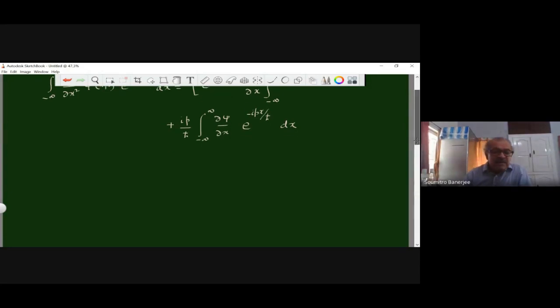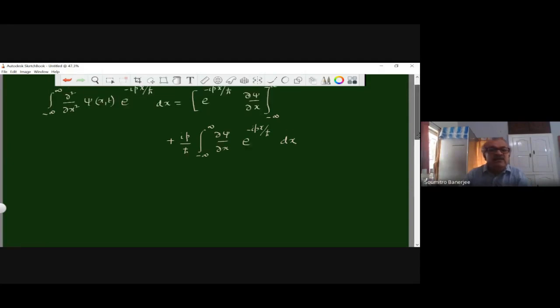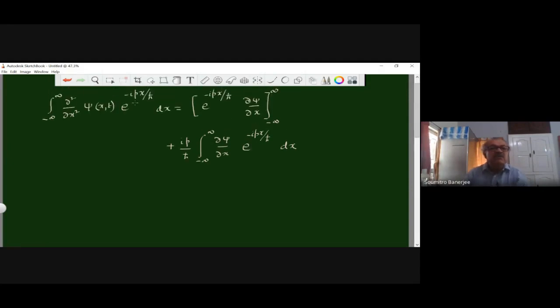And so we need to now integrate this. We'll integrate this and check out what the result will be. We are calculating this, so this is equal to, then, this has to be integrated.